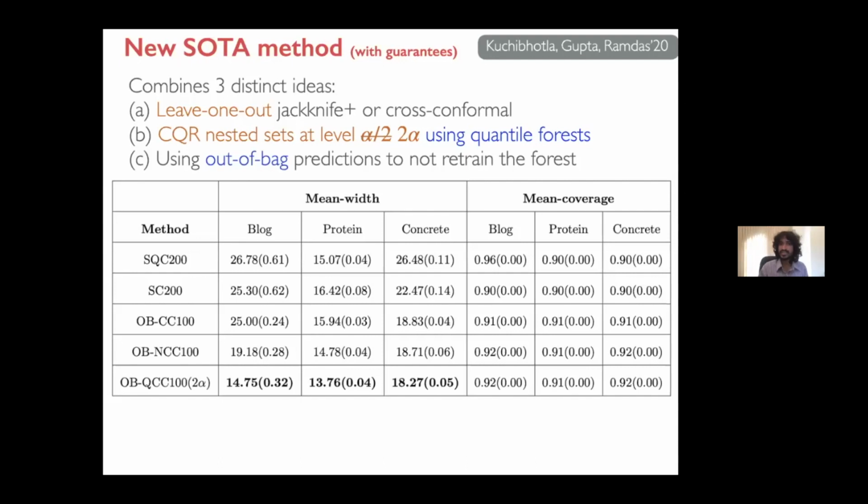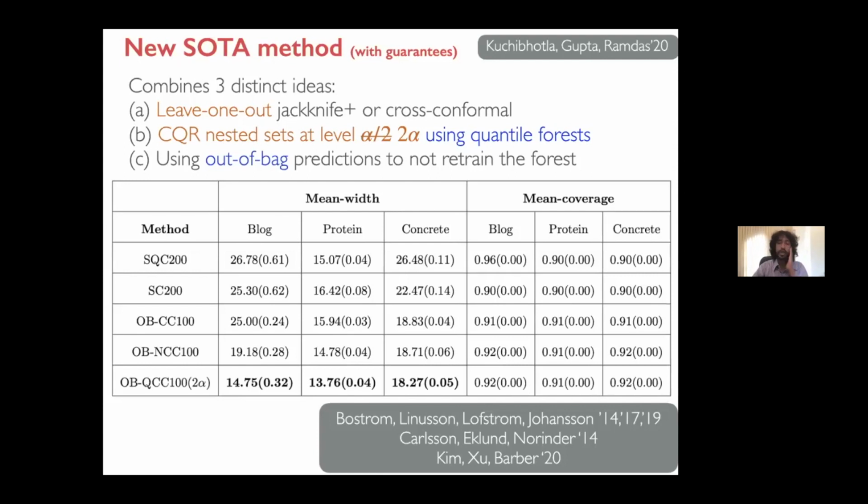But as you can see, in terms of coverage, all these methods get the same coverage. But in terms of width, at least on these data sets that we show you, we get better width. And across a wide variety of other simulations and other data sets also, we get the lowest width. And we don't pay a computational price because we're not retraining. We train one forest. We don't have to retrain it n times when we're doing these out of bag predictions.